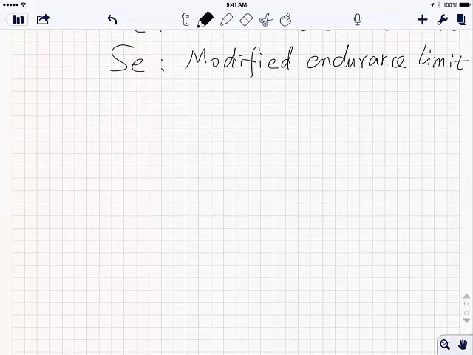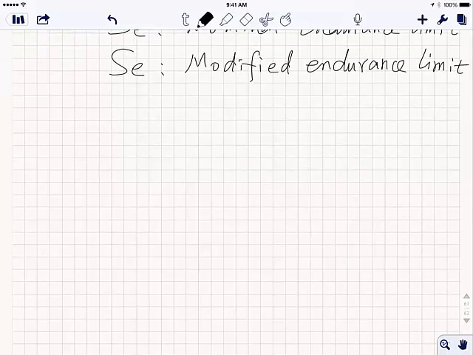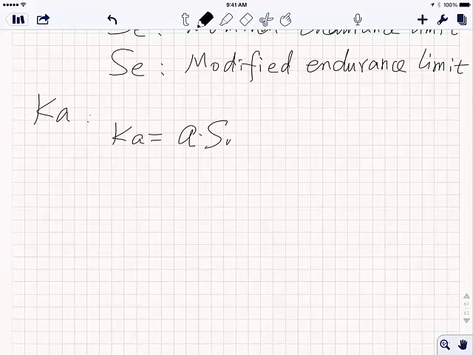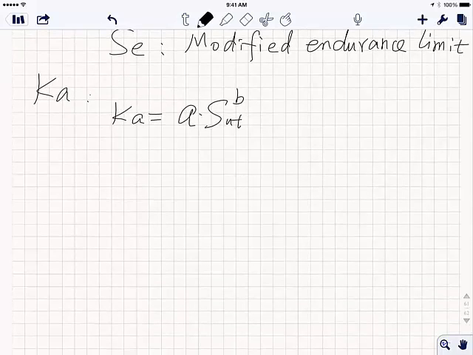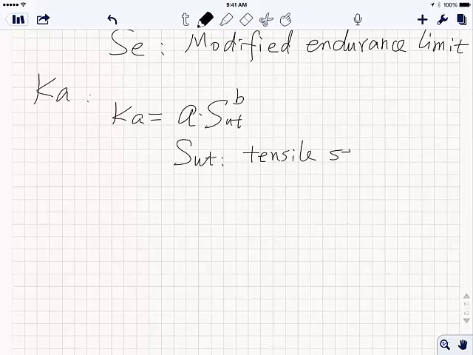For Ka, the equation you can use is Ka equals A times SUT to the power of B, where SUT is tensile strength, and A and B are parameters or coefficients. Now again, Ka is surface condition, so with different surface finishes you're going to have different A and B. You can imagine that.